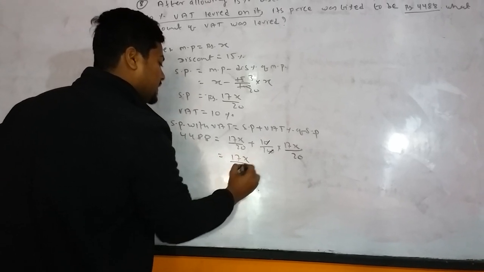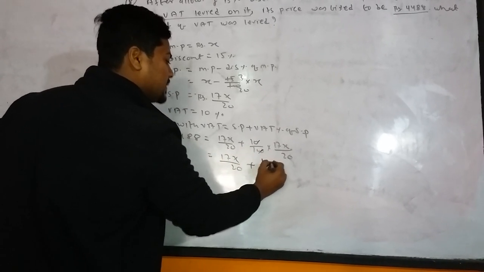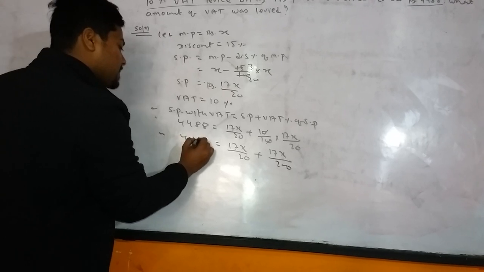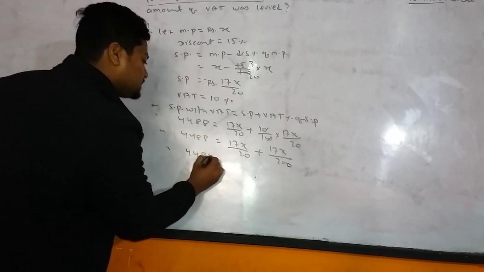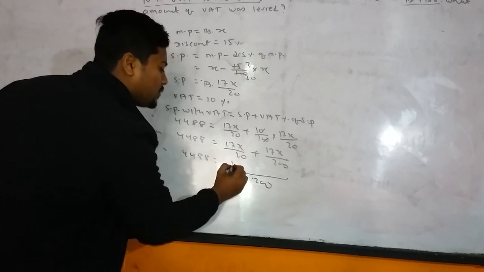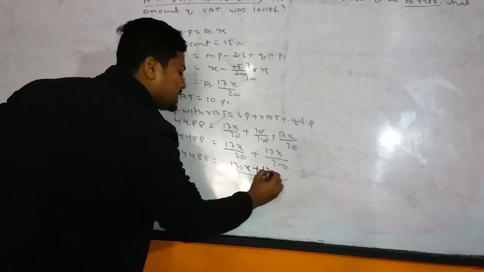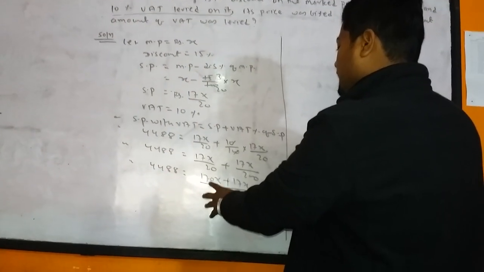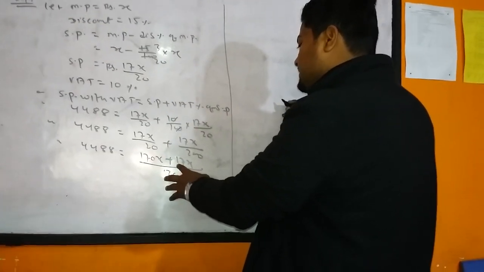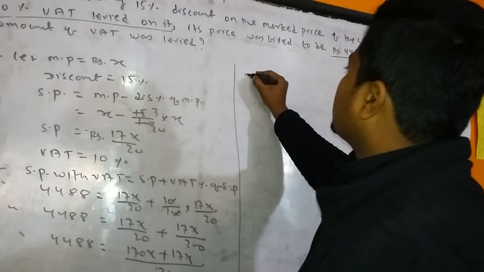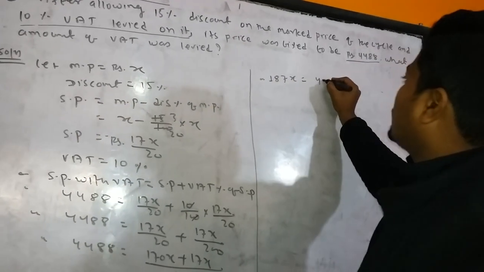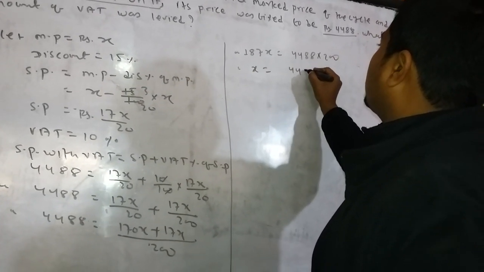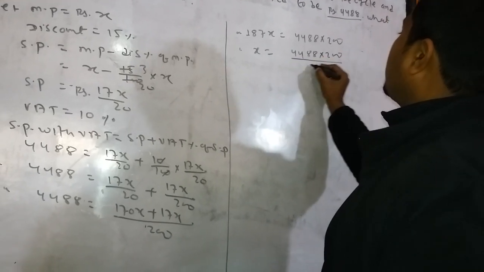Now 17x by 20 plus what remains here? 17x by 200. So we can take LCM. So now first take LCM here. So 200 is the LCM. 10 20s are 200, so 170x plus 17x. Cross multiplication now do. After cross multiplication here, what will come? 170x plus 17x means what? 187x is equal to 4488 into 200. So this goes in divide. 4488 into 200 divided by 187.